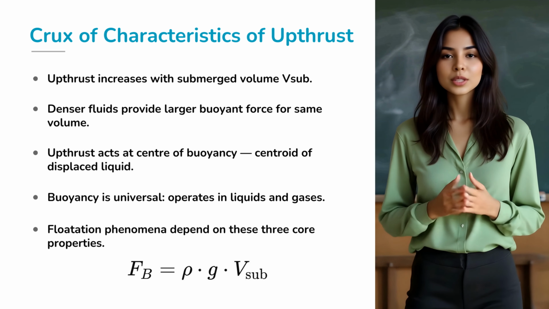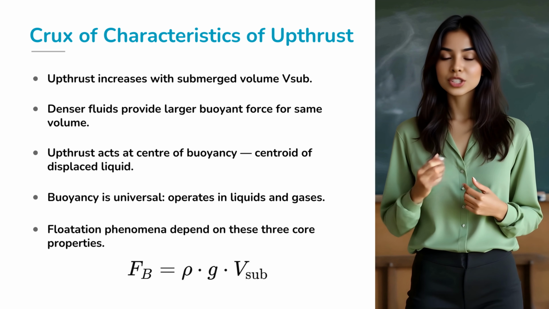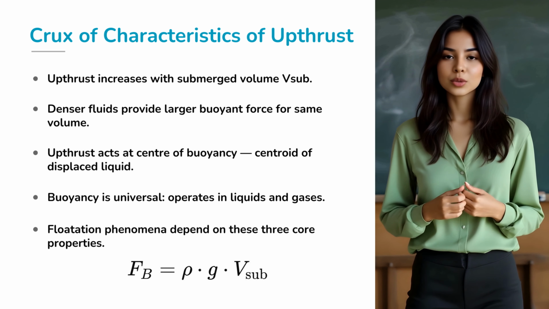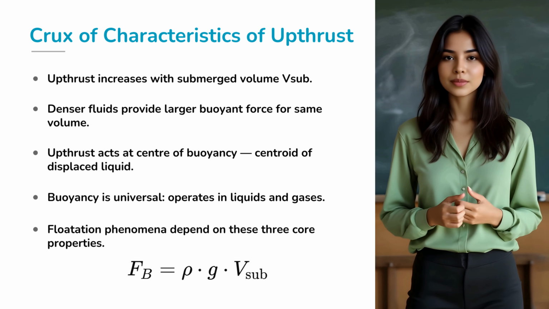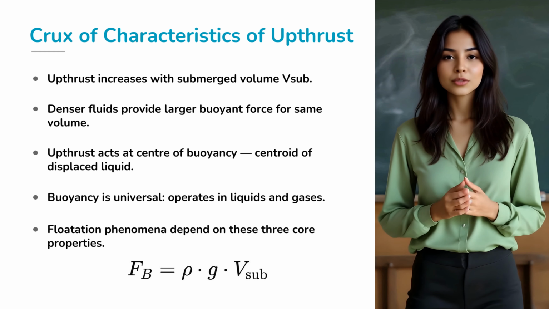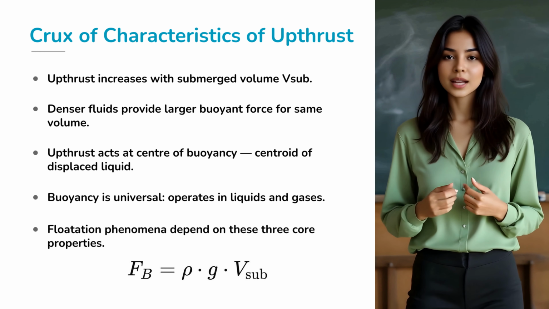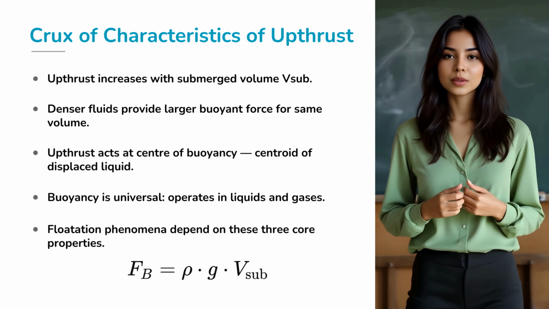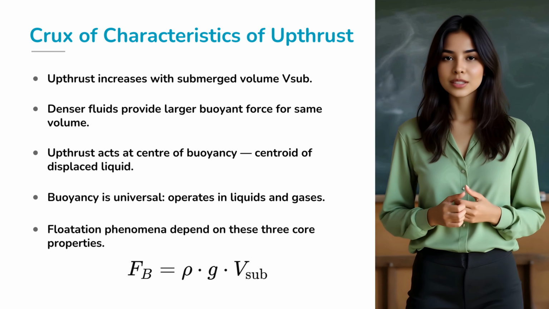So, let's wrap it all up. Upthrust depends on two main factors, the volume submerged and the density of the fluid. It always acts vertically upward through the center of buoyancy, which is the center of gravity of the displaced liquid. This explains why feathers float more gently in air than pebbles, why we float more easily in salt water than fresh water, and why balance is achieved at a certain depth for floating objects. In short, greater volume, denser fluid, stronger upthrust. That's the crux of buoyancy.